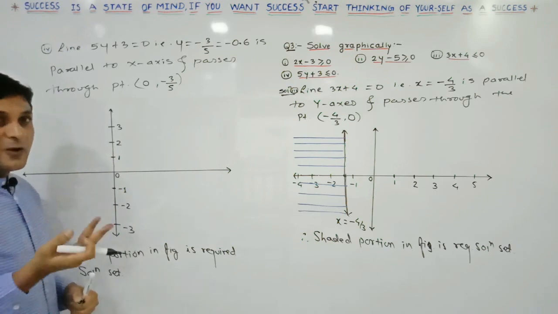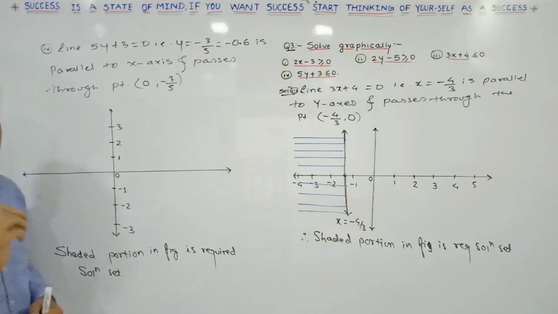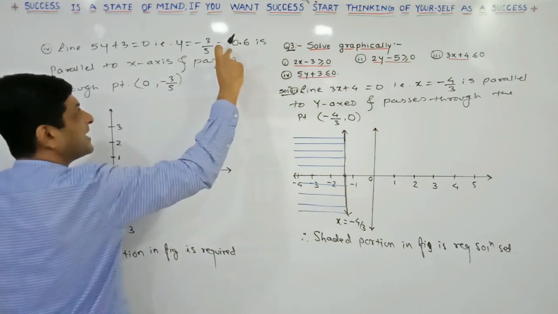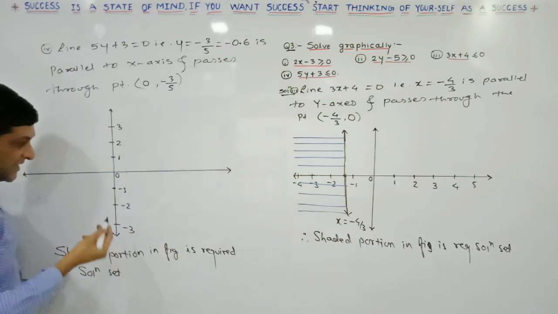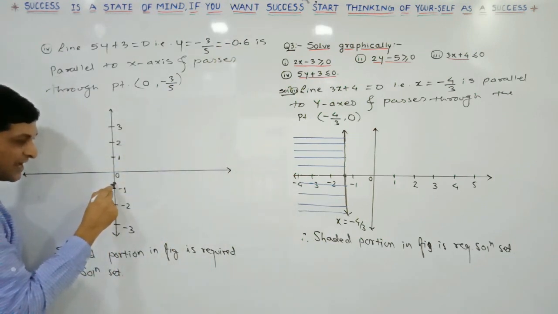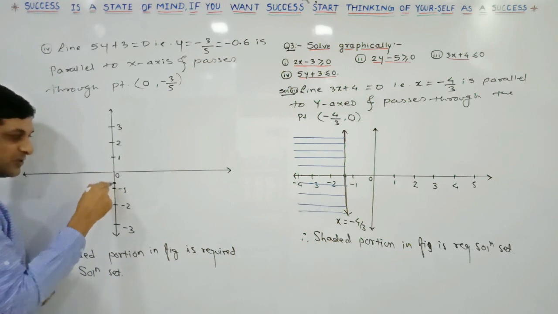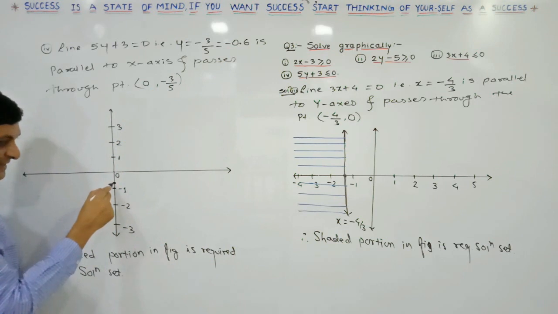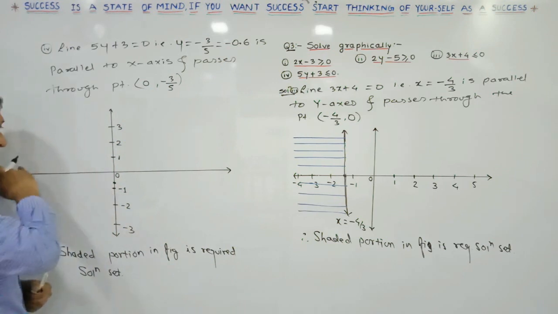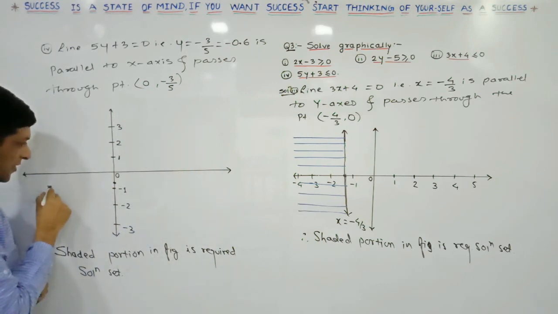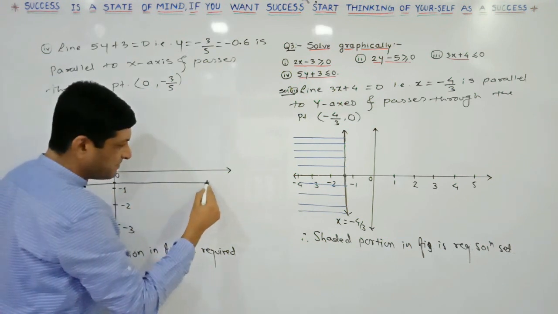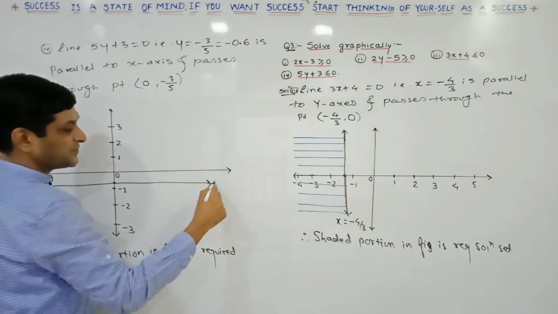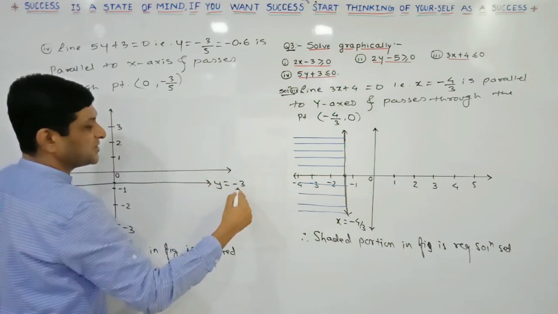Now, using the y coordinate, find out the position. What is the y coordinate? -3/5. -3/5 means what? -0.6. -0.6 will lie somewhere in between what? 0 and -1. -0.6 means the line passes through this point and is parallel to the x axis. So draw a line passing through this point and parallel to which axis? X axis. So once the line is known to us, what is the equation of the line? Y is equal to -3/5.